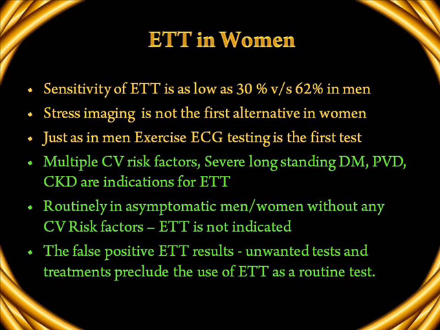Multiple CV risk factors, severe long-standing diabetes, peripheral vascular disease, chronic kidney disease are also indications for doing an exercise test and see whether the cardiac circuit is also compromised. Routinely in asymptomatic men or women without any CV risk factors, doing ETT is not indicated. The false positive ETT results in such individuals may result in unwanted further testing and treatment procedures, and so it precludes the use of ETT as a routine test for asymptomatic individuals.